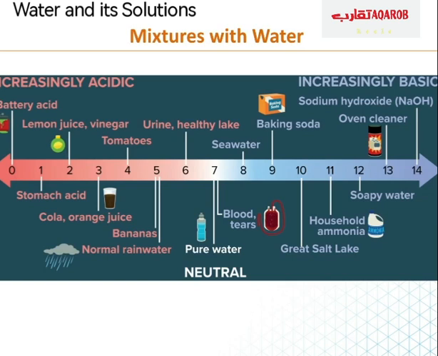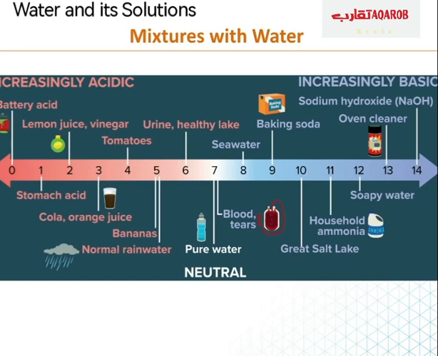From 0 to 7, this is an acidic mixture or acidic solution. Number 7 means it's neutral, while on the right side, more than 7 till 14, this is basic. Look at the compounds or solutions that you can find here, and their pH.